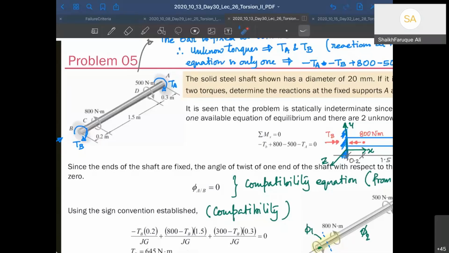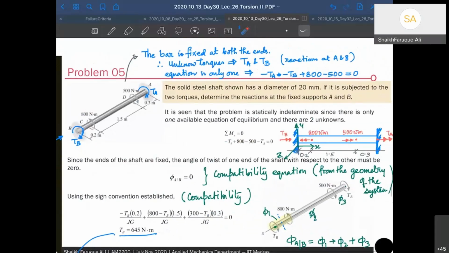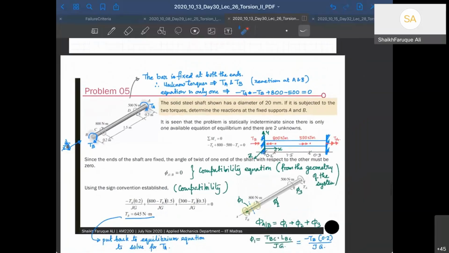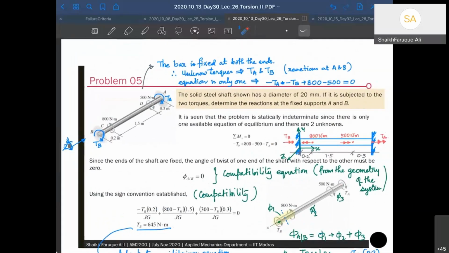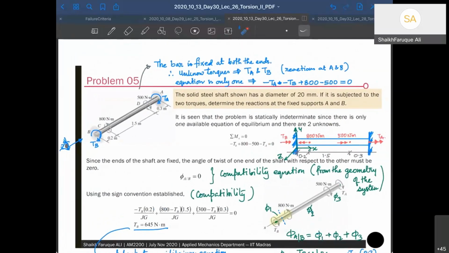How do I write the equation of equilibrium? Please pay attention here because this is where you will again ask me questions. I have drawn TA and TB clockwise or anti-clockwise, whatever I want. It doesn't matter, because if the values come out positive, then my choice of directions is correct. If the values come out negative, then I have to change my assumed directions to the opposite one.